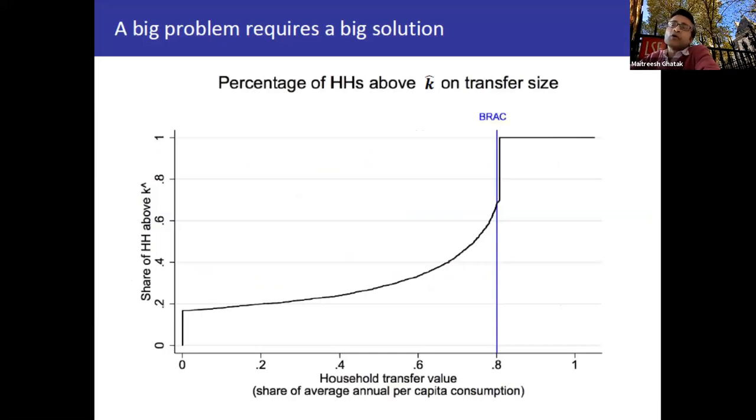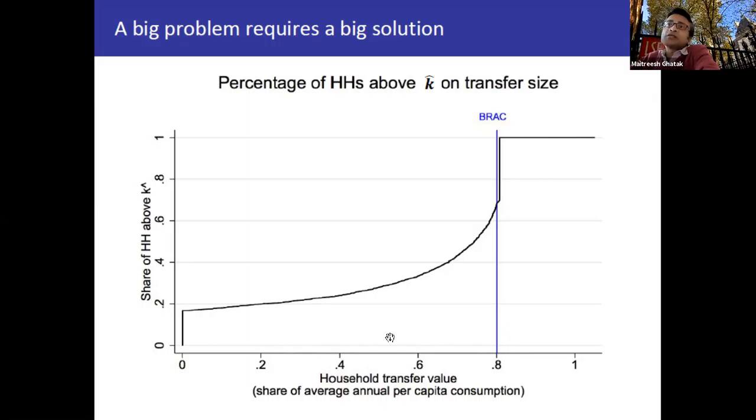So if you look at this, it would be a helpful way to think about it. Here, on the horizontal axis, we are evaluating different types of transfer values. These are alternative potential transfers. Consider these individuals in this sample and their average annual per capita consumption. Suppose the asset that you're transferring to them is on average 20%, so that's 0.2. This is 40%, this is 60%, this is 80%, et cetera.